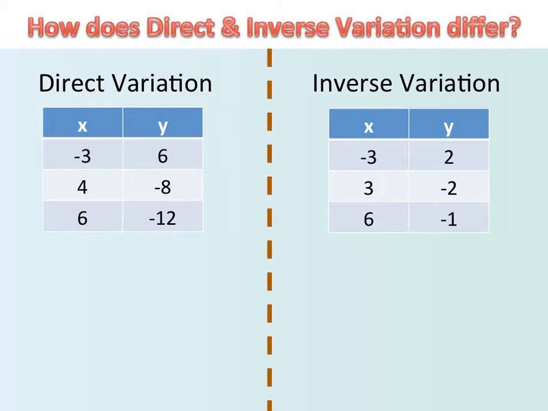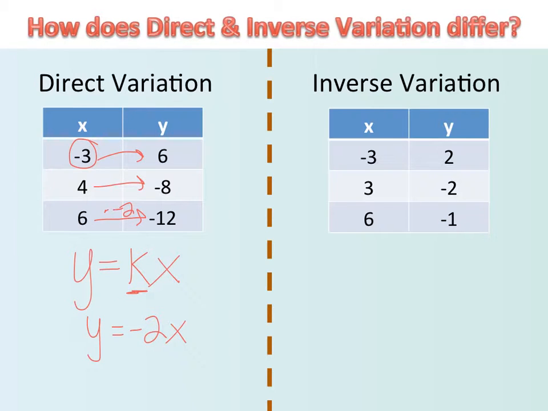So here's a look at a direct variation table versus an inverse variation table. If you focus on the equations, direct is saying you have some constant that's times x to give you every y. So if we look at -3 times something to get 6, 4 times something to get -8, 6 times something to get -12, you're always multiplying by -2. So k in this case would be -2 if we had to find it. And we can also do y over x to get that.